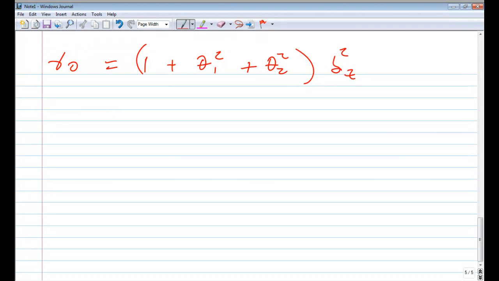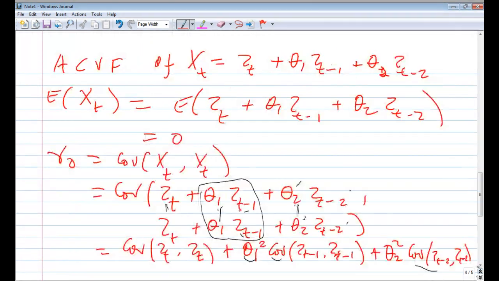So that is gamma 0. Then you continue to gamma 1. So gamma 1 will be equal to the curve of... Sir, I didn't understand how you got number 0. It's coming from this one. Can you see the last part there? Curve of ZT, and ZT is the same as the var of ZT. And the var of ZT is sigma squared Z.